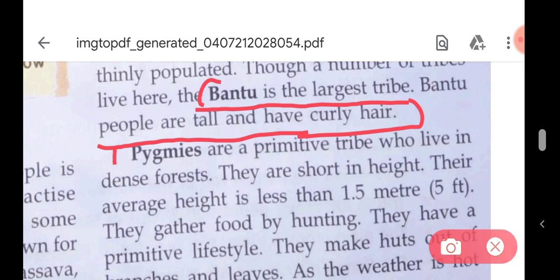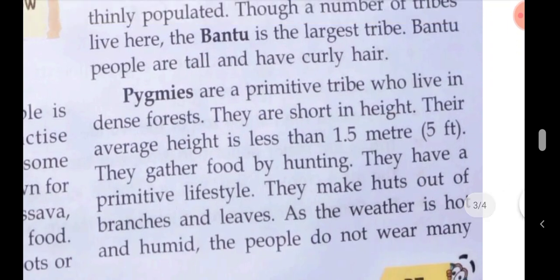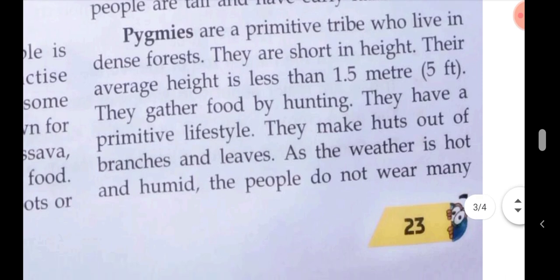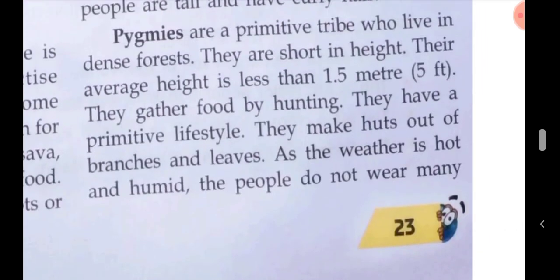Next is Pygmies. Pygmies are a primitive tribe who live in dense forest. They are short in height and their average height is less than 1.5 meters, means 5 feet. They gather food by hunting and they have a primitive lifestyle. They make huts out of branches and leaves. As the weather is hot and humid, the people do not wear many clothes.